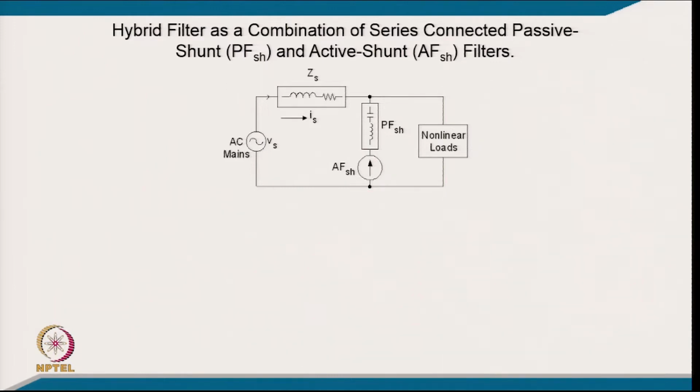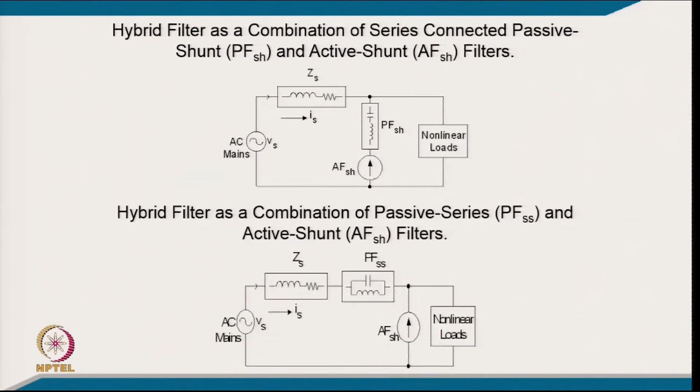shunt filter. Why did this topology become very popular? Because the cost of active filters was very high. Here the active filter rating is reduced to quite low, and the major burden goes to the passive filter, which becomes effective. The drawbacks of the passive filter, especially the shunt filter, like resonance and fixed compensation, are also avoided in this case up to some extent.